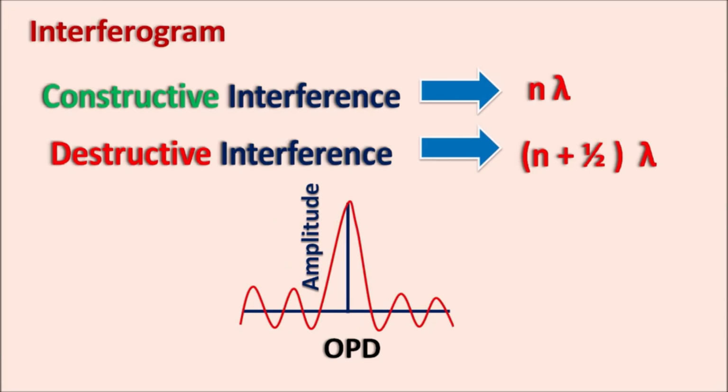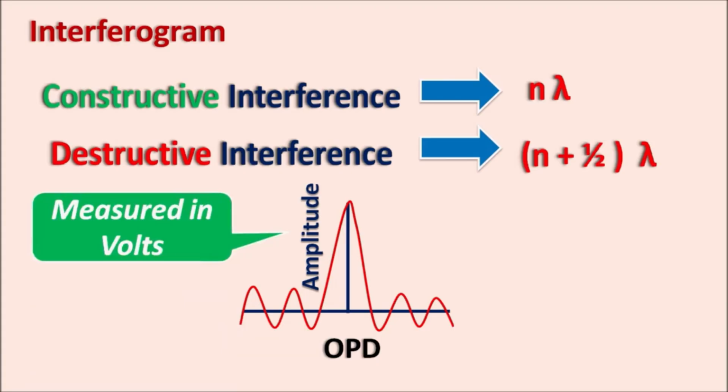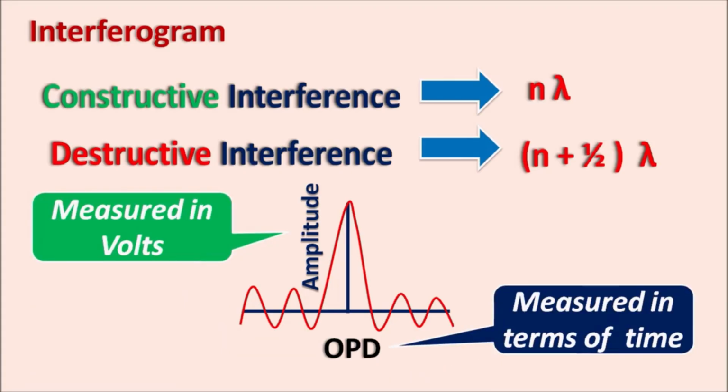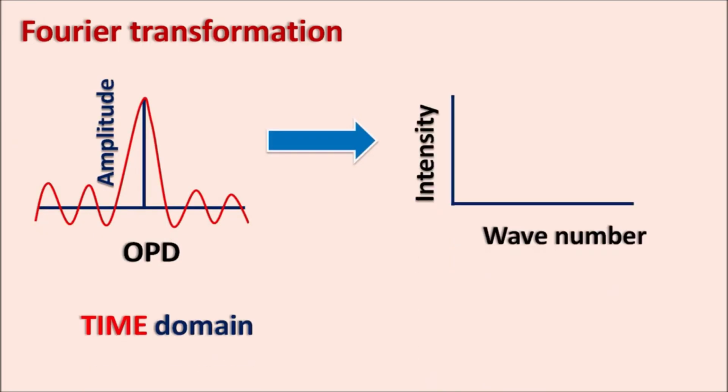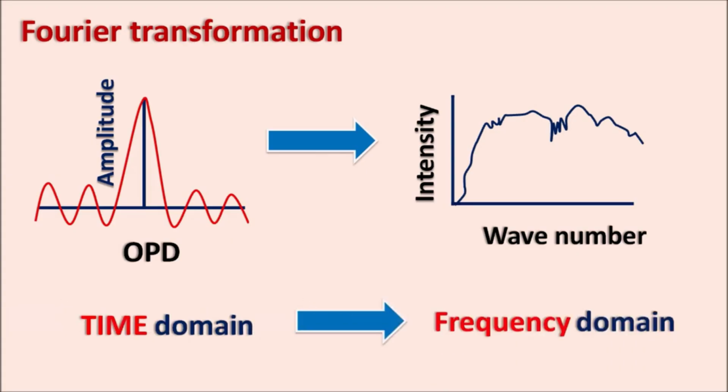In this interferogram, the amplitude is measured in terms of volts and the data points are measured in terms of time. That's why the interferogram is measured in the time domain. This time domain is converted to the frequency domain by Fourier transformation. In the Fourier transformation, the interferogram is converted such that we get a plot like this, where the y-axis is the intensity and the x-axis is the wave number. This process is a mathematical conversion called Fourier transformation, FT. Because wave number is directly proportional to frequency, commonly it is called the frequency domain.